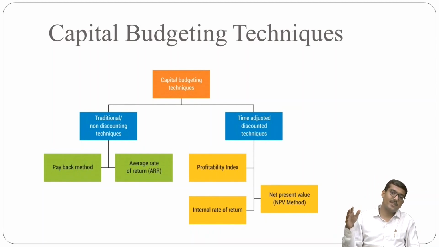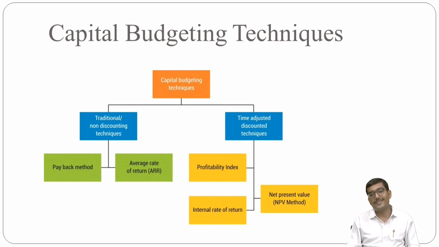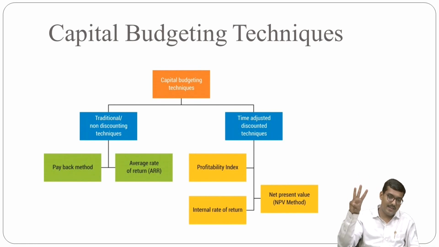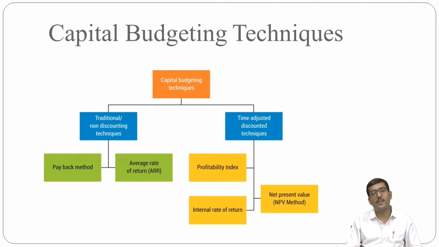Next is time adjusted or discounted techniques. In that there are three main methods: the first is net present value method, the second is profitability index method, and the third is internal rate of return. So here, my dear friends, capital budgeting techniques can be bifurcated in two ways. The first is traditional or non-discounting techniques, and the second is time adjusted or discounted techniques.